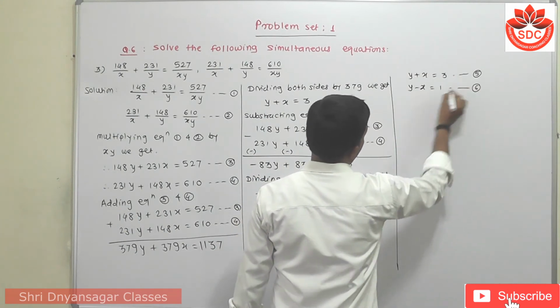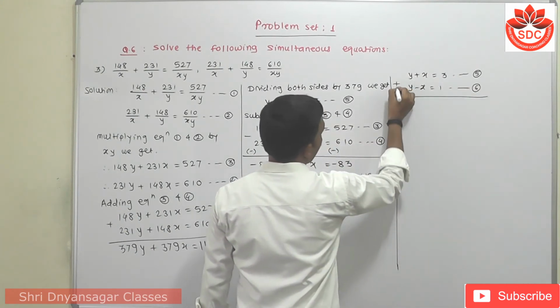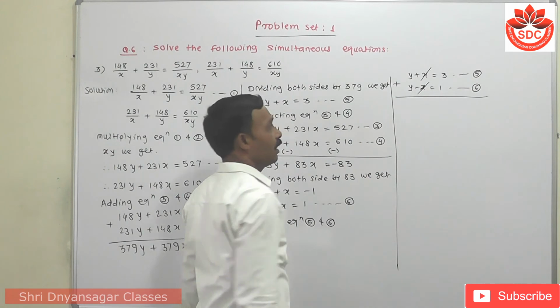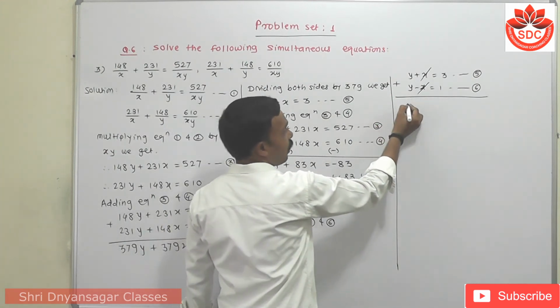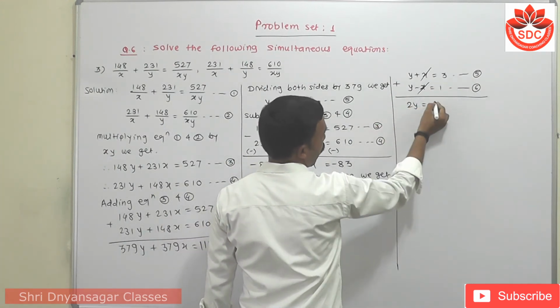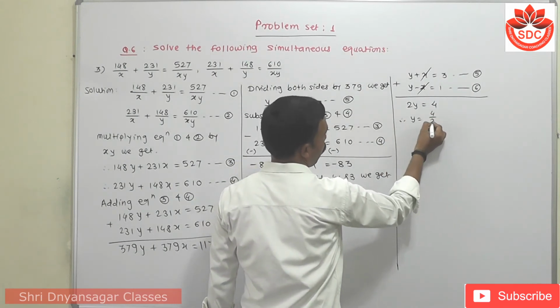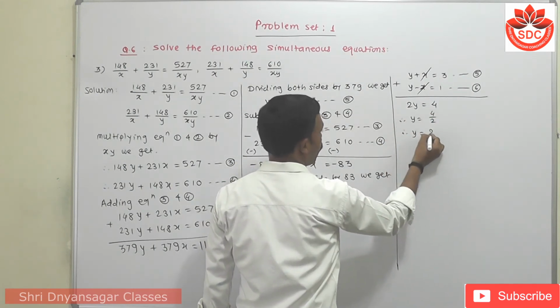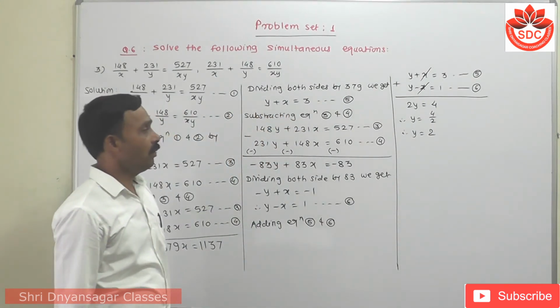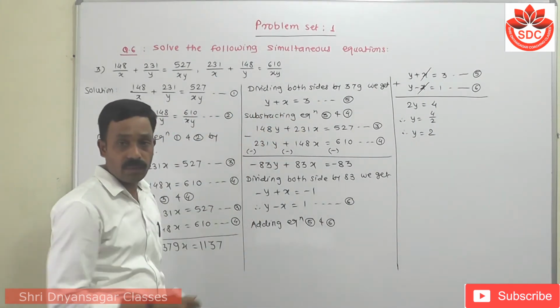Equation number 6. When we add them, x gets cancelled. y plus y becomes 2y, which equals the sum, 4. Therefore, y equals 4 upon 2, which means the value of y is 2. Now we substitute this value in any equation, 5 or 6.